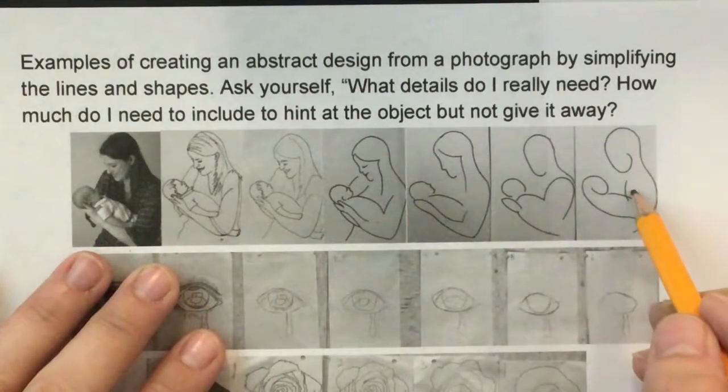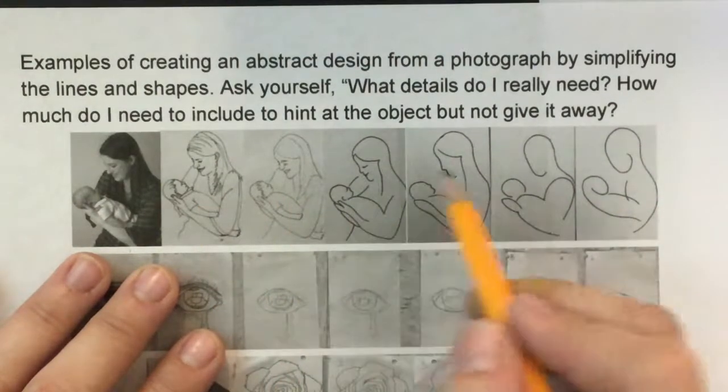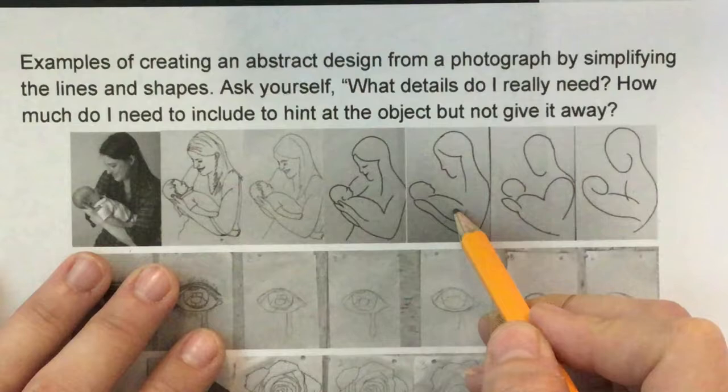Now for my example, I have 6 different steps. You needed to have at least 4. So what that means is you should have 1, 2, 3, 4 drawings simplifying. You can have more than that, but you need at least 4.